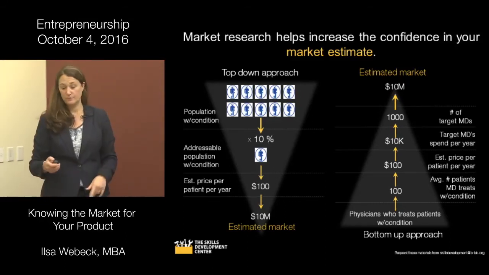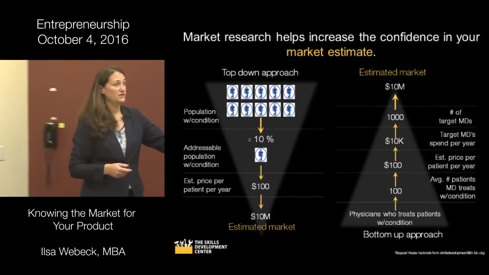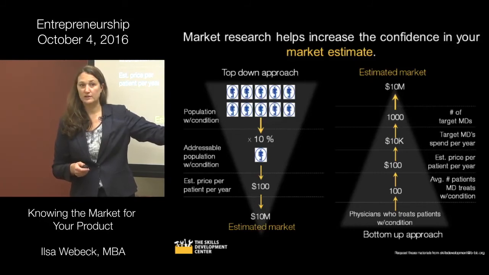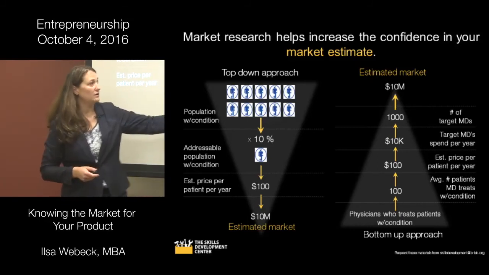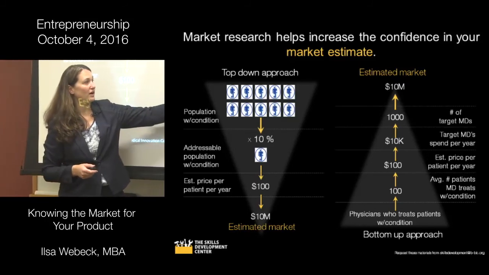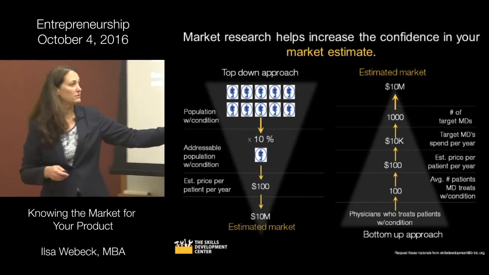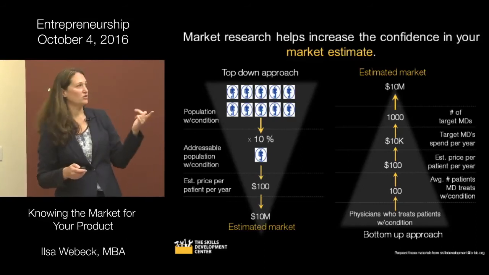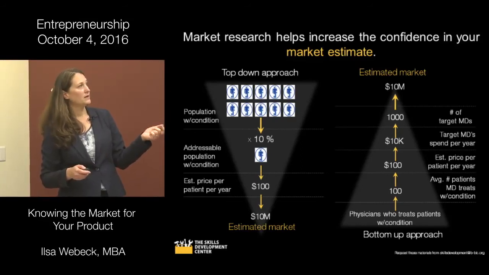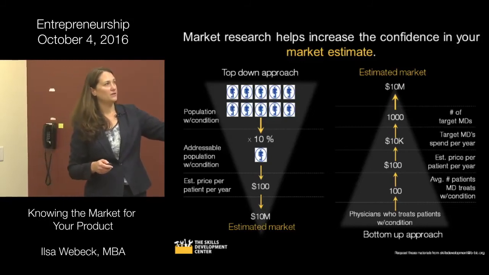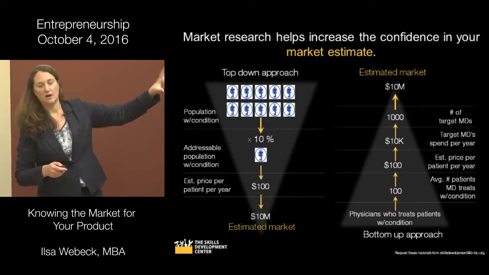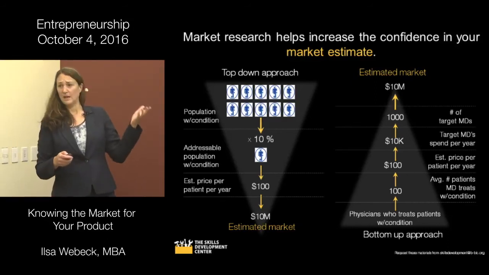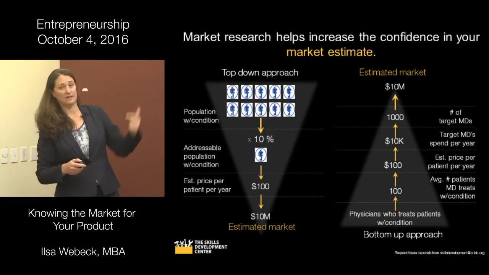It's the bottoms-up approach. Physicians who treat patients with this condition. So you're starting with a different frame of reference. Let's say these physicians treat about 100 patients in the time frame we're talking about. Same price, right? We know we want to carry the same price across. Patient per year. There's about 10,000 of the target physicians, so each of them are spending the 10,000 per year. How many target physicians do I have? And then what's my estimated market?